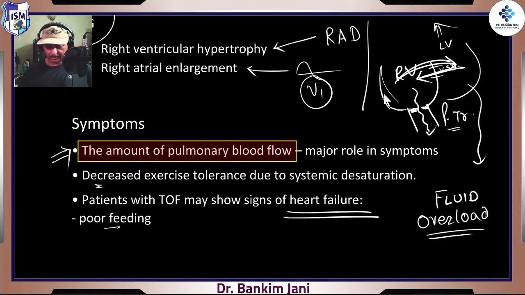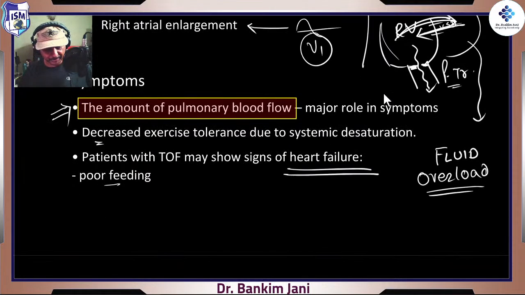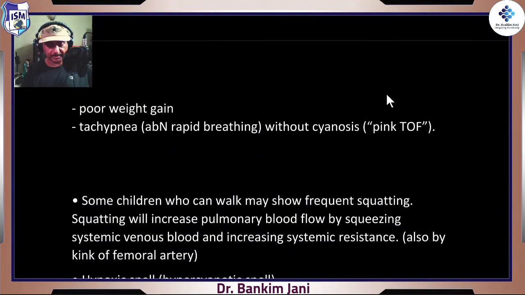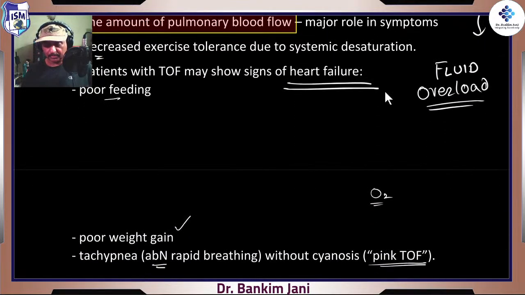And from the baby's perspective, poor feeding, poor weight gain, right? Because enough oxygen is not reaching. Tachypnea. Tachypnea is abnormal rapid breathing without cyanosis, right? And then it is called the pink TOF. As such, cyanosis should be there, but still, when this stenosis is not very much, blood would go over here, but it would be less. But still, nothing happens till the requirement is high. The moment the stenosis keeps on increasing, this pink will turn into blue.